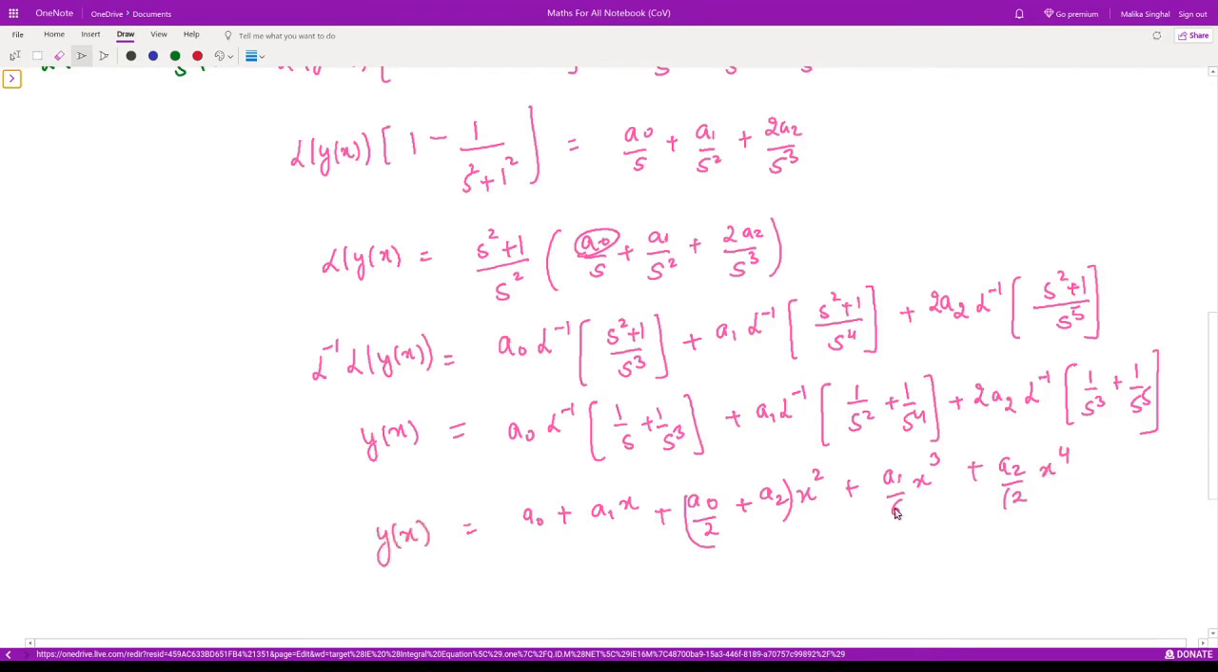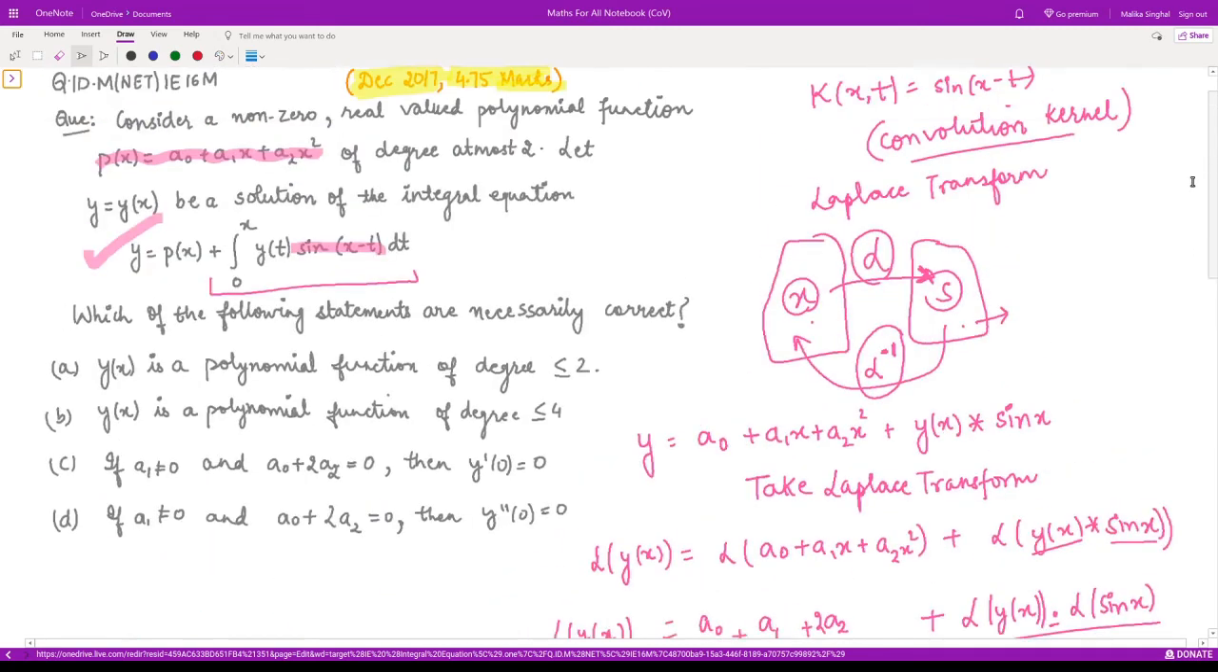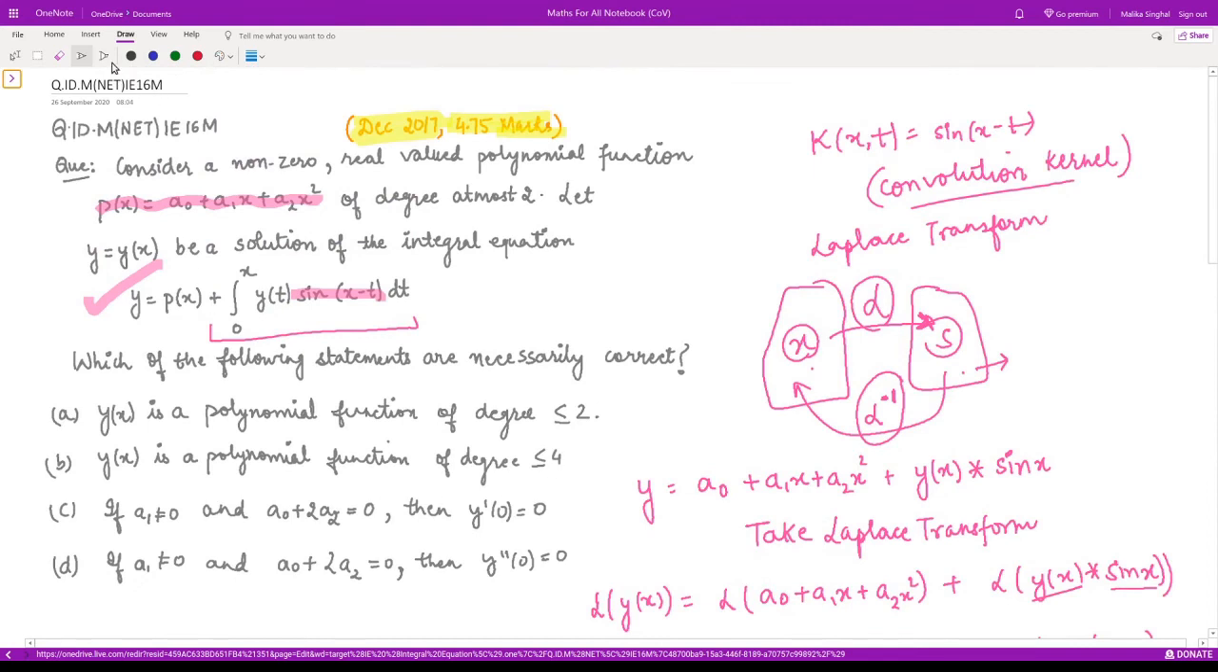Now see its degree. The y of x has a degree at most 4, right? So our option B is the correct option. So we are saying y of x is a polynomial function of degree less than or equal to 4. So option B is the correct option. Option A is wrong because the degree could be 3 also, the degree could be 4 also. So it is not less than or equal to 2, right?